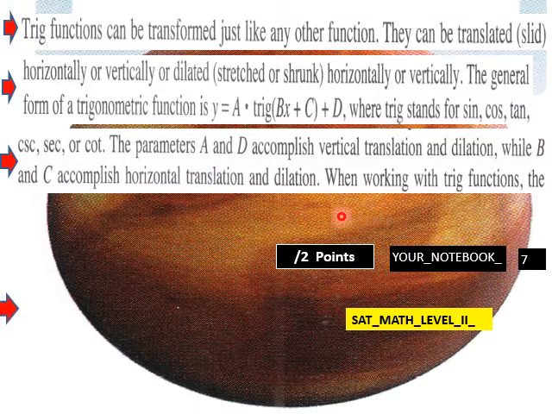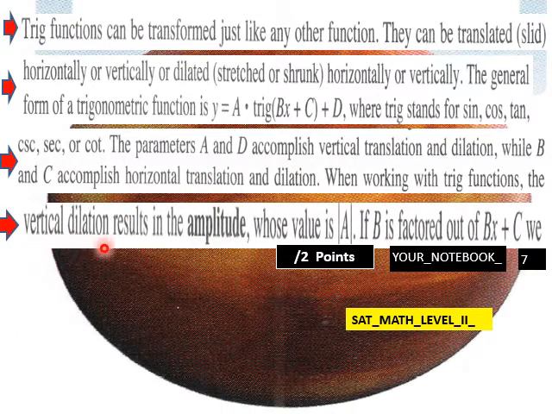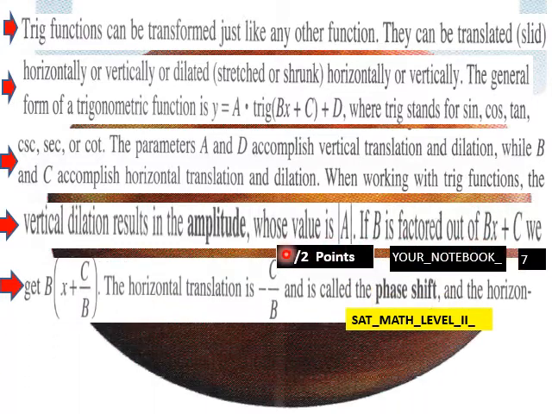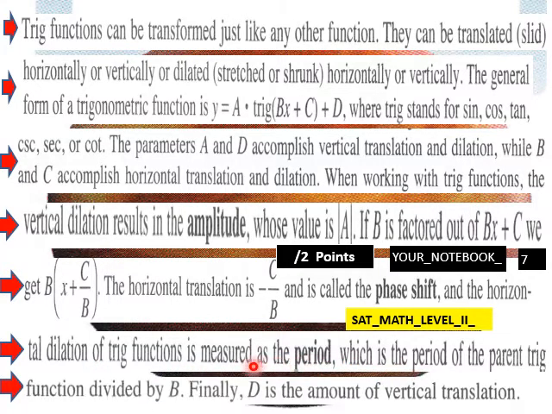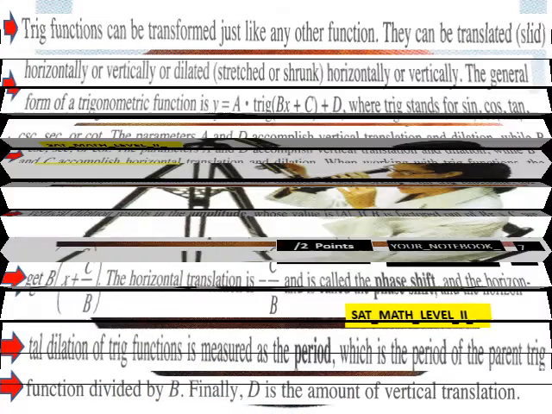When working with trig functions, the vertical dilation results in the amplitude, whose value is absolute value a. If b is factored out of bx plus c, we get b times x plus c over b. The horizontal translation is negative c over b and is called phase shift. And the horizontal dilation of trig functions is measured as the period, which is the period of the parent trig function divided by b. Finally, d is the amount of vertical translation.